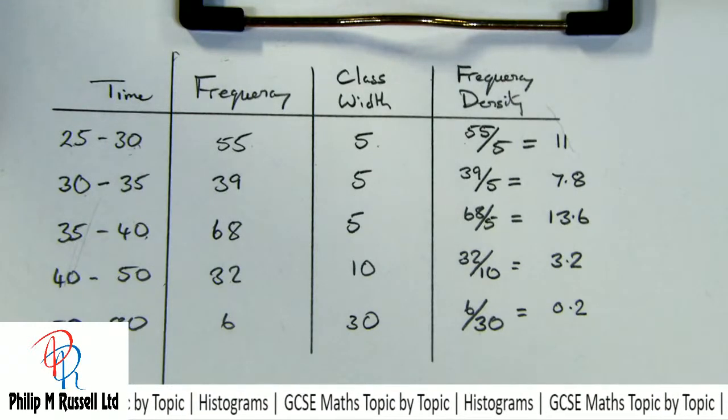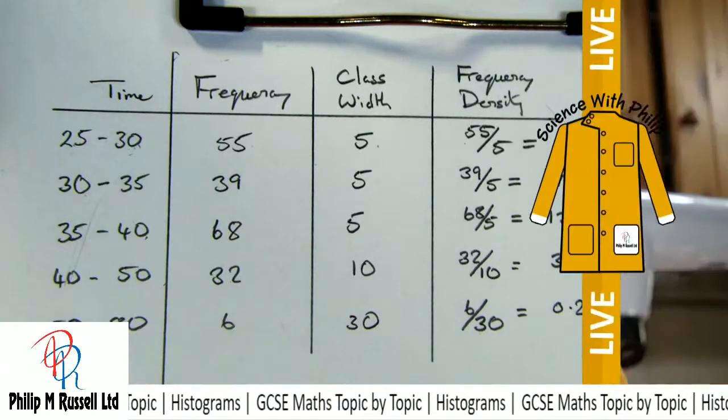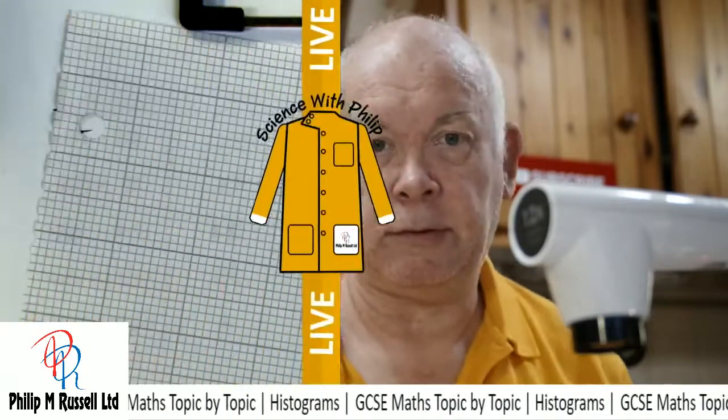Right, now there's all our data. What comes next? Well, we've obviously got to try and graph this somehow. So what I need is graph paper, and let's take out a sheet of graph paper and let's have a go at trying to draw this and see what happens.